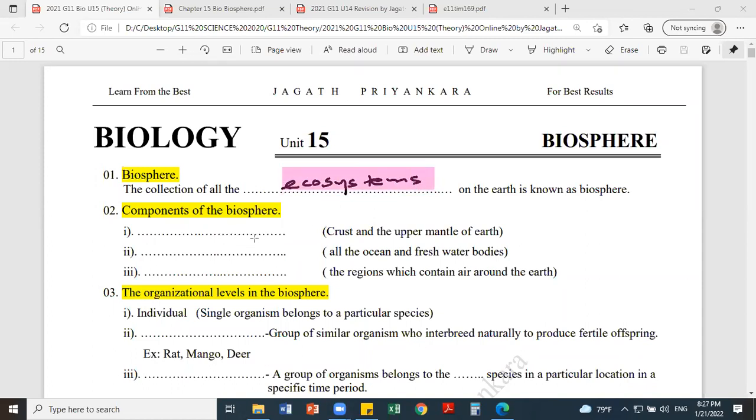Number 2, components of the biosphere. The biosphere consists of 3 components. Number 1, lithosphere. Those who have got the printout, complete the blank. What is the lithosphere? The crust and the mantle of the earth, that means the earth's crust and its mantle. Then the oceans and the freshwater bodies, that means inland water and sea water. All the water bodies and the organisms in them, that is called the hydrosphere.